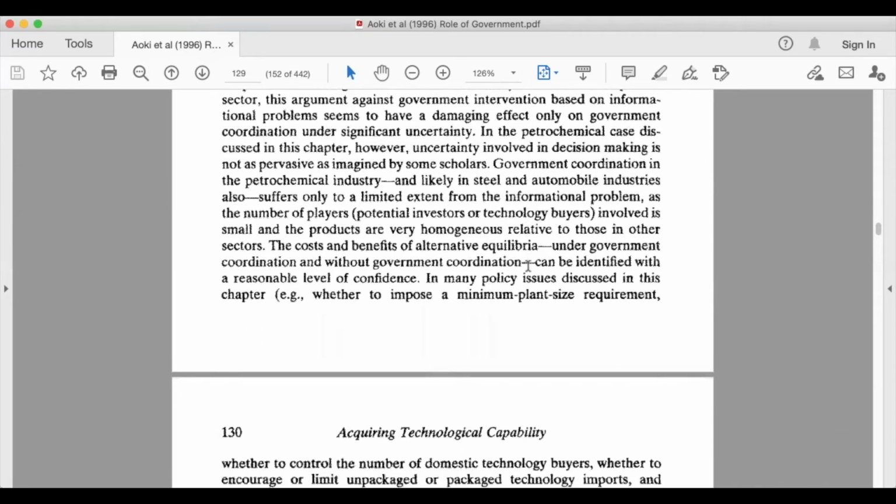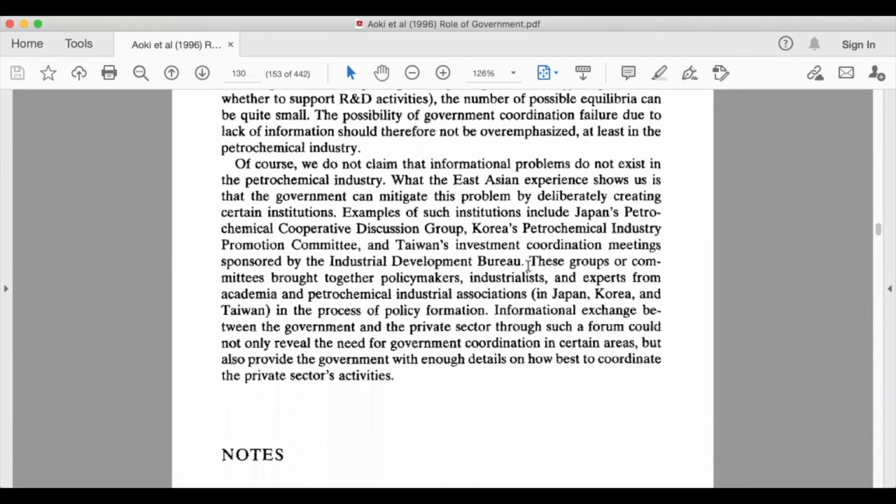Government coordination in the petrochemical industry, and likely in steel and automobile industries, also suffers only to a limited extent from the informational problem, as the number of players, potential investors, or technology buyers involved is small and the products are very homogeneous relative to those in other sectors. Of course, we do not claim that informational problems do not exist in the petrochemical industry. What the East Asian experience shows us is that the government can mitigate this problem by deliberately creating certain institutions.